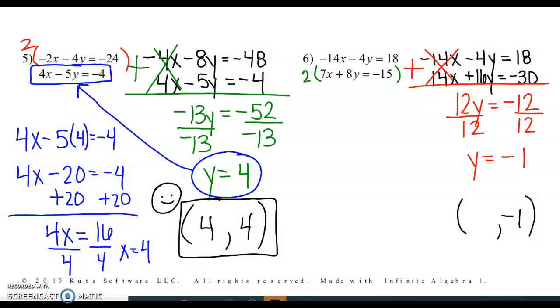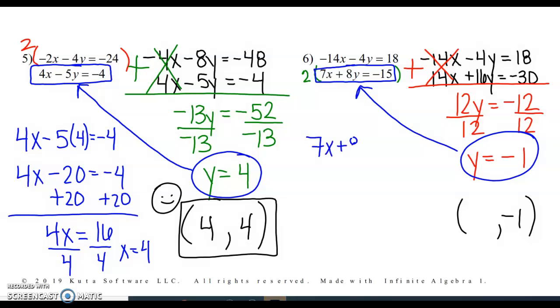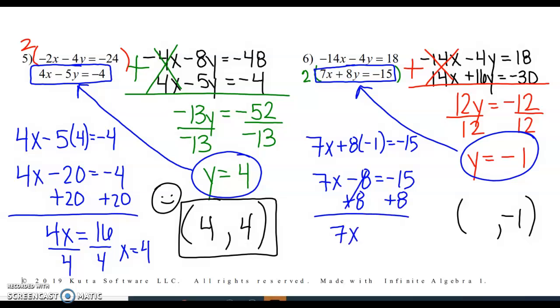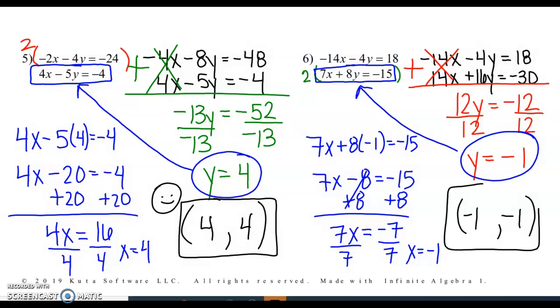Now I pick either equation. I'm going to go with the bottom one. I know that y is negative 1, so I can replace y with negative 1, a little substitution. So 7x plus 8 times negative 1 equals negative 15. So I have 7x minus 8 equals negative 15. To get rid of a minus 8, we add 8. So 7x equals negative 15 plus 8, which is negative 7. Negative 7 divided by 7 is negative 1. So my answer is negative 1, negative 1.